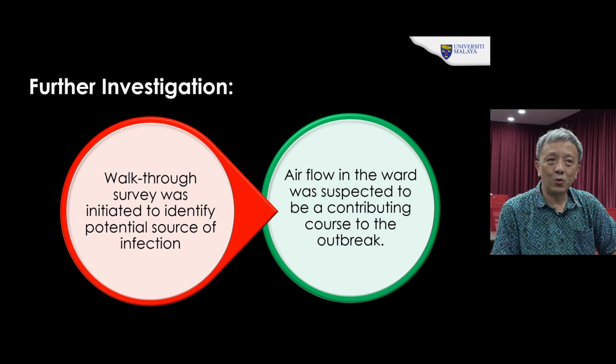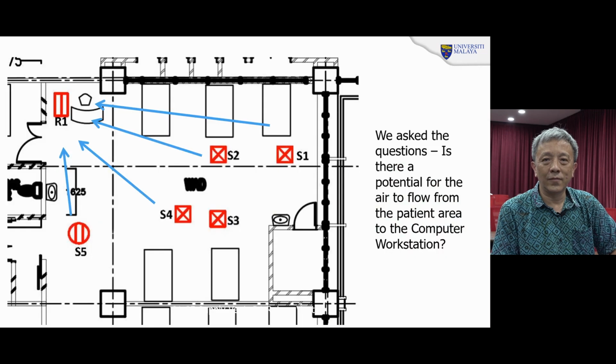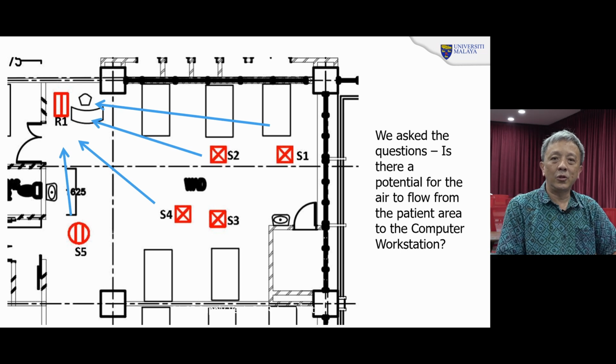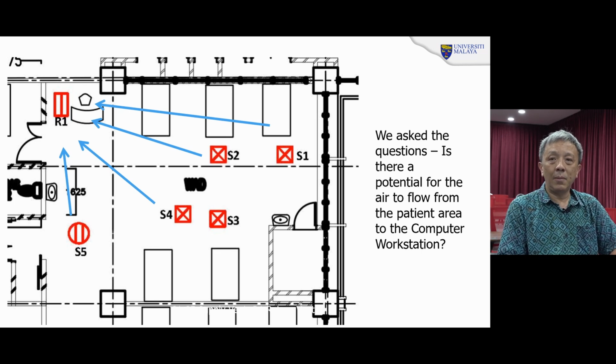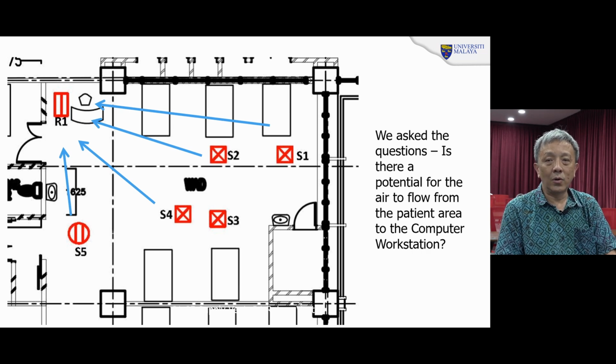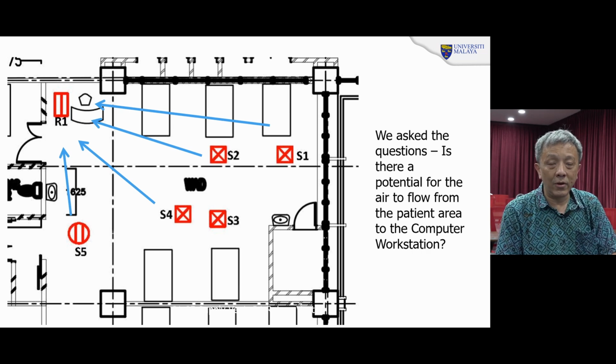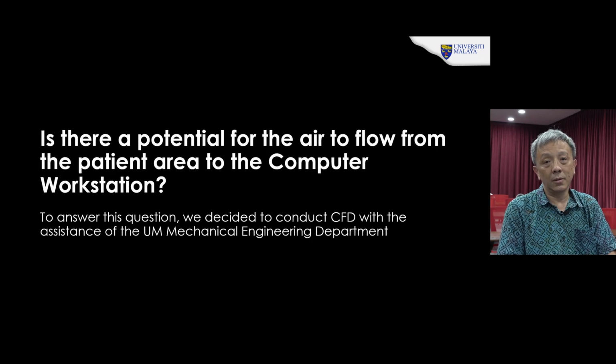So when we completed the walk-through survey, we found that the airflow in the ward was suspected to be contributing to the cause of the outbreak. By looking at it, we suspect there is an issue. This is how it looks. If you look at it, the supply is on one side, and the return is just below or above where the computer station is located. So the question we ask is, is there a potential for the air to flow from the area of the patient to the computer workstation?